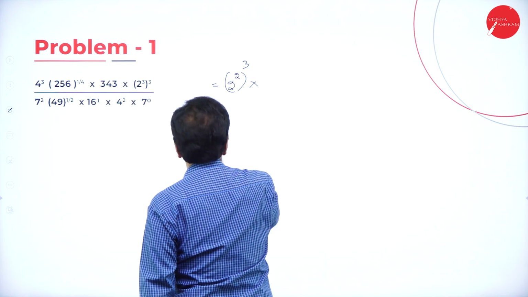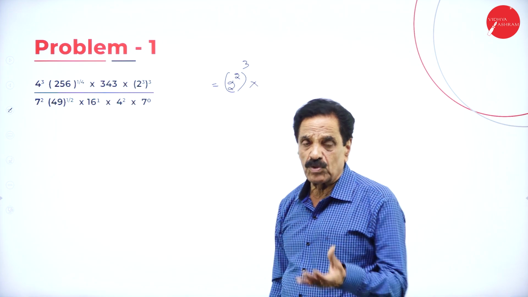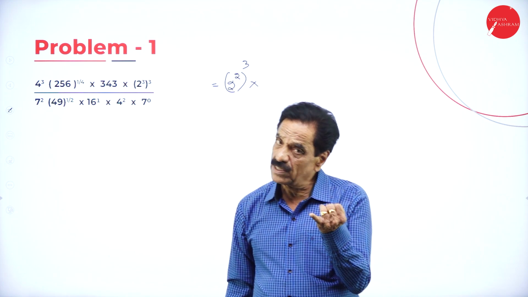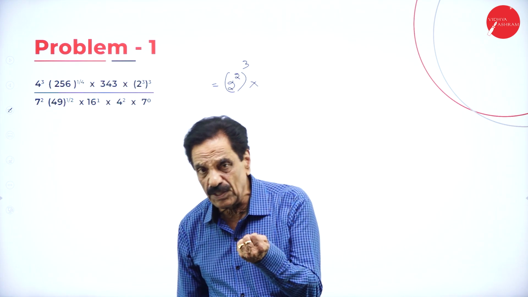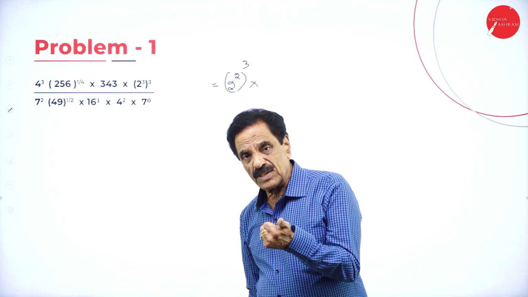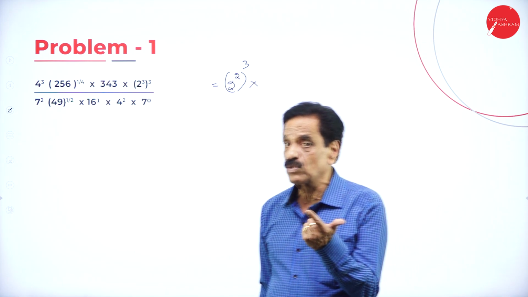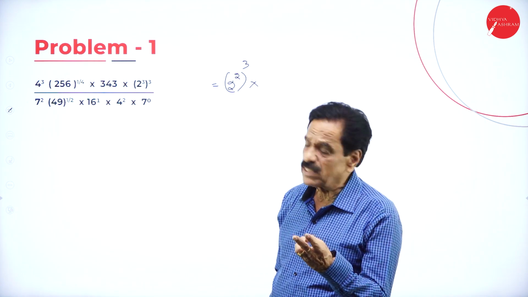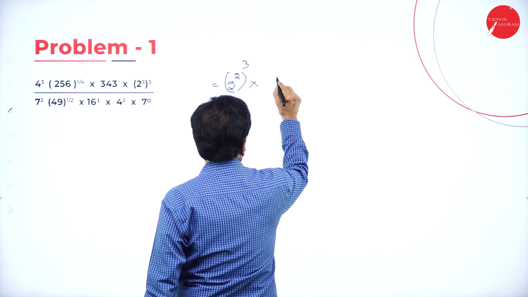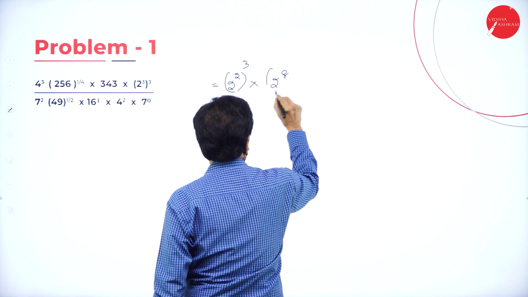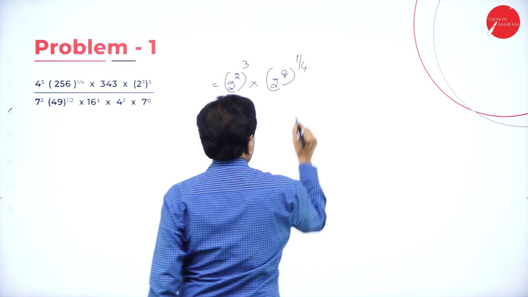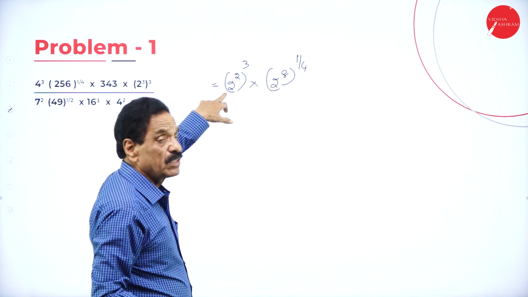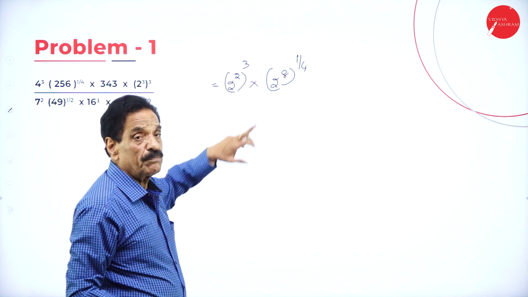Then you can write 256 in the form of 2. 2 2s are 4, 4 2s are 8, 8 2s are 16, 16 2s are 32, 32 2s are 64, 64 into 2 is 128, 128 into 2 is 256. How many times? 2 to the power of 8 times, to the power of 1 by 4. This is the third formula, (a to the power of m) to the power of n. This is also the same thing, (a to the power of m) to the power of n.